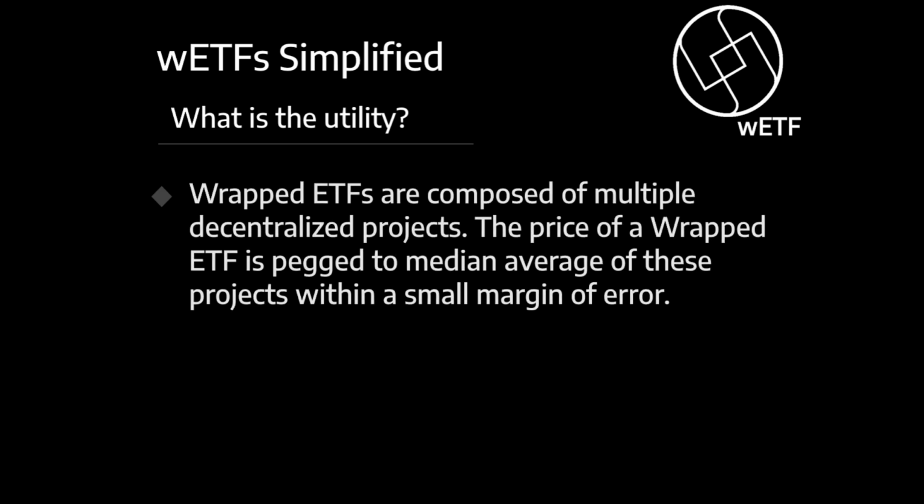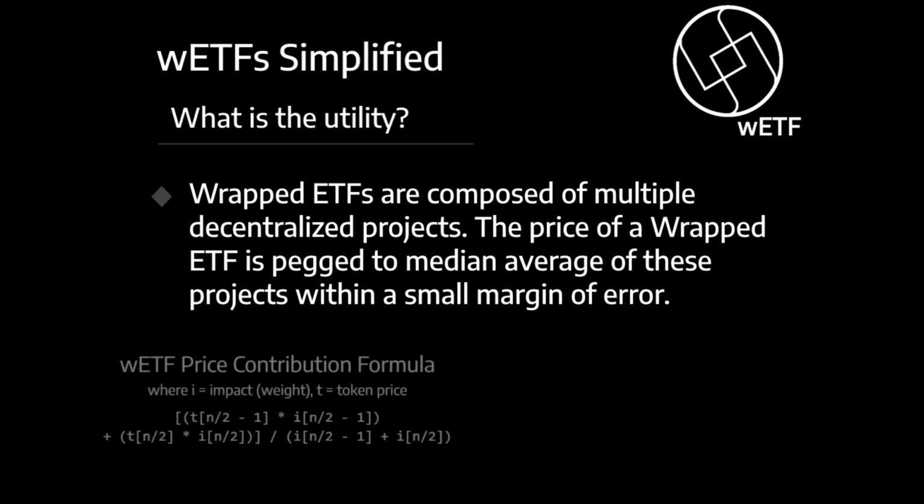Wrapped ETFs are composed of multiple decentralized projects. The price of a wrapped ETF is pegged to the median average of these projects within a small margin of error. This means that some tokens can bring up the price, some can impact it negatively, and some can have a neutral impact. In mathematics, we call this the weight of the variable, how much a single variable affects the outcome of the calculation.